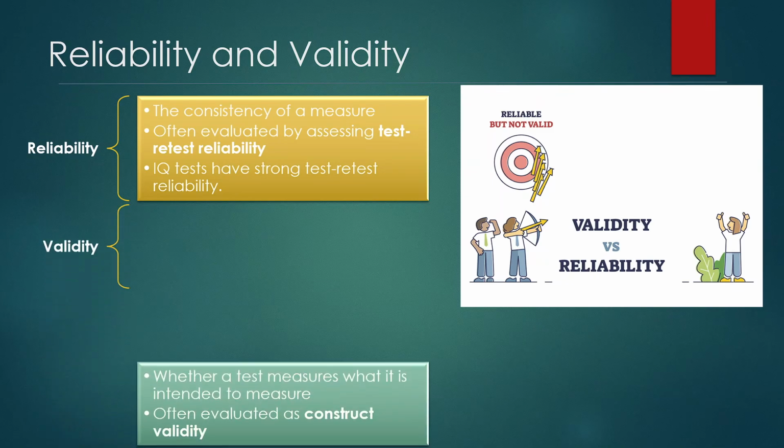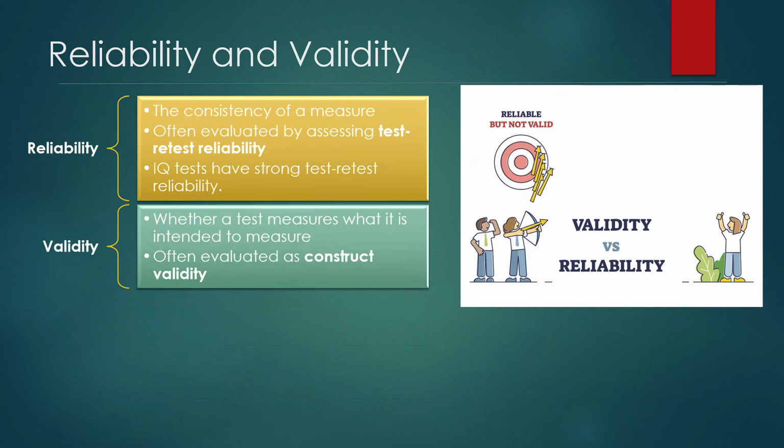So validity gets at whether a test measures what it is intended to measure. Is it really measuring intelligence? We typically evaluate this as what we call construct validity. Is it testing the construct that it's been designed to test, right? So validity would be, oh, look, see, I'm hitting the target once, and then all the rest of it's all over here because it's not a very reliable measure. But I did hit the target.